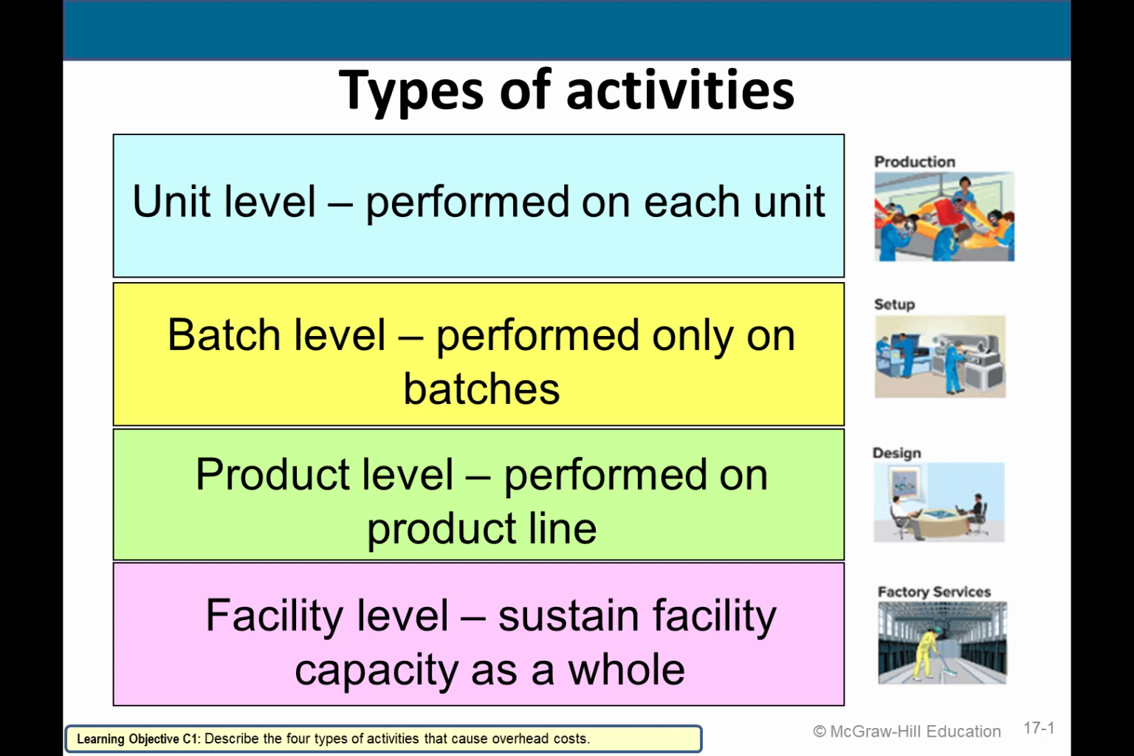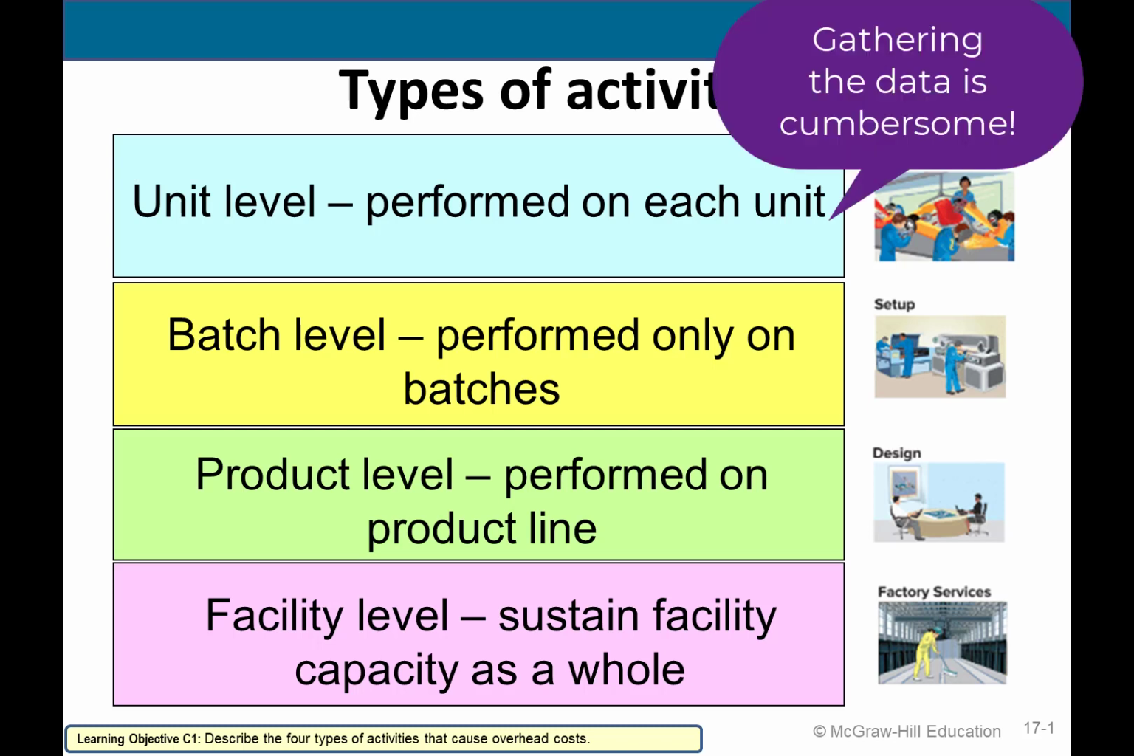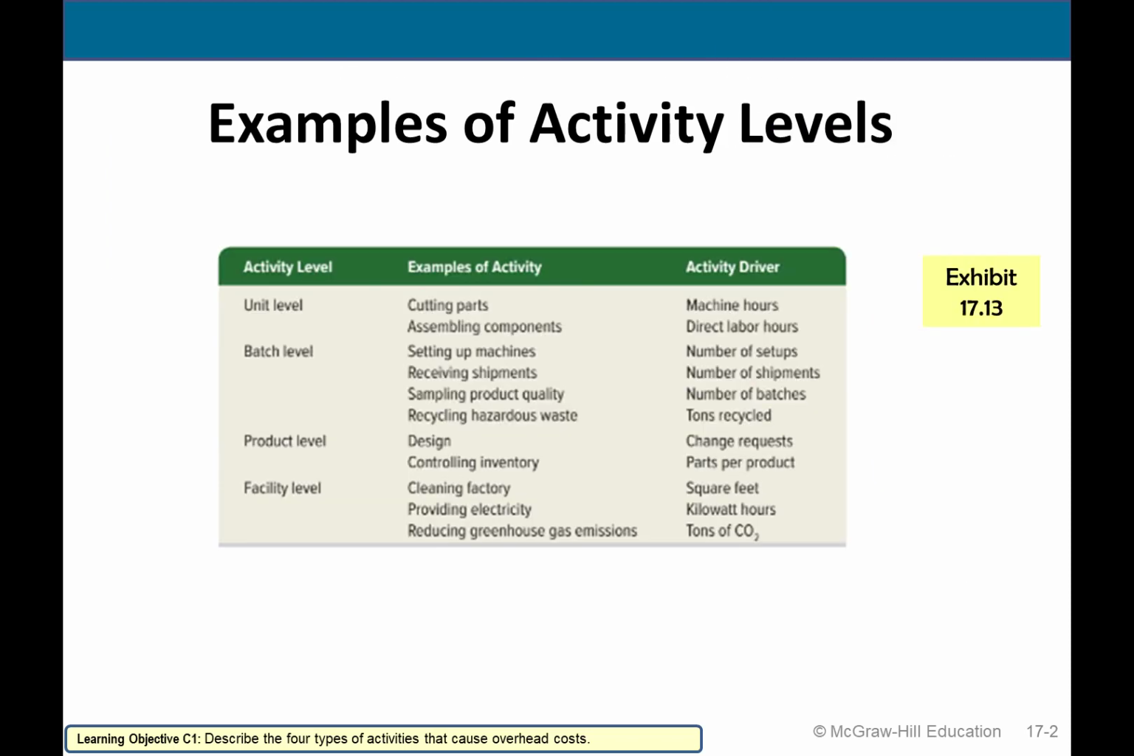In class, we spent our time on the calculations. Make sure you read the last part of the chapter, which describes the 4 types of activities that cause overhead costs. One of the biggest challenges is actually to identify the activities which cause the cost to happen. The author will give you examples of activity levels, and you can practice classifying them.